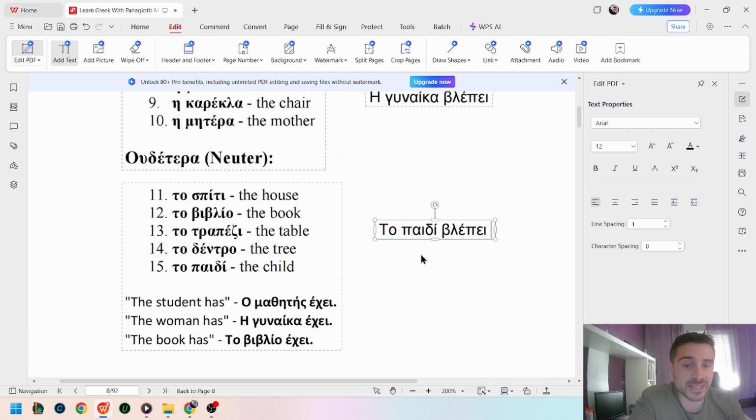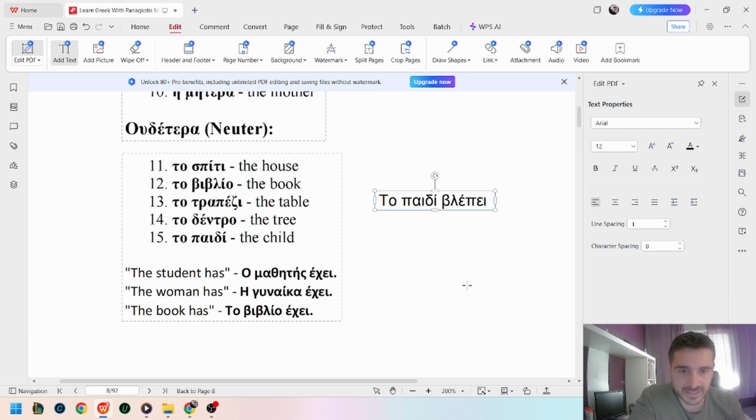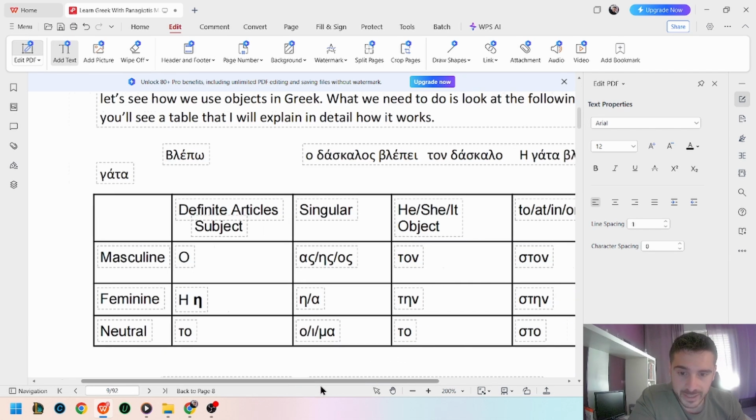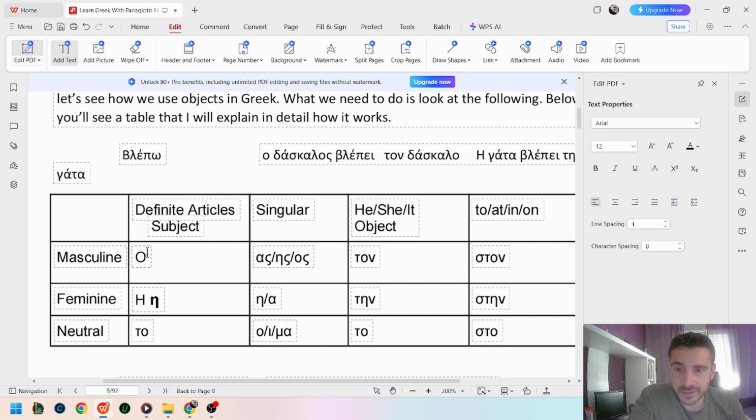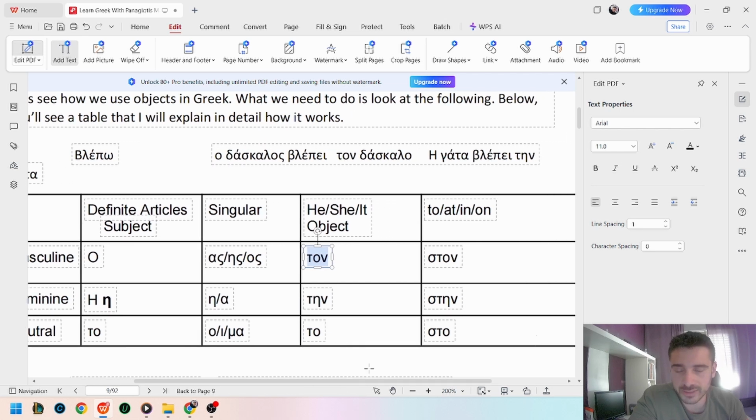Let's now try to add an object in these sentences. So, again, λοιπόν, here we have the masculine article, how we use it if the noun we use is the subject. And here we have how the masculine article will be if the noun we use is the object of the sentence. So, ο for subject but τον for object, if the word we use is object and is masculine.